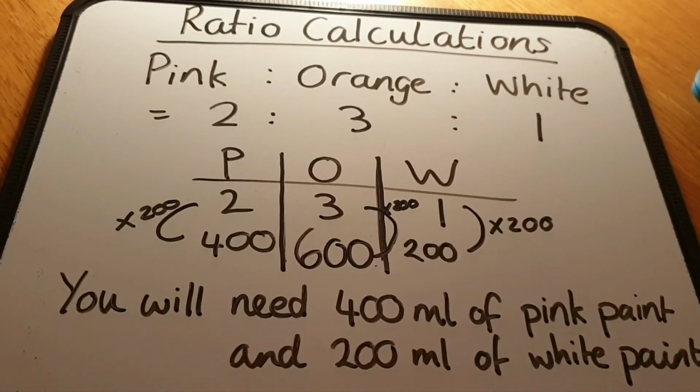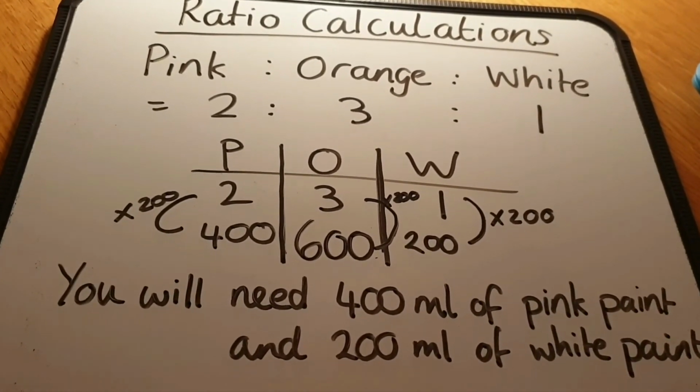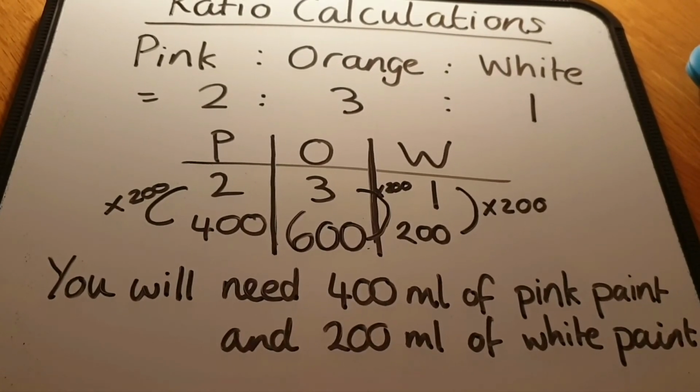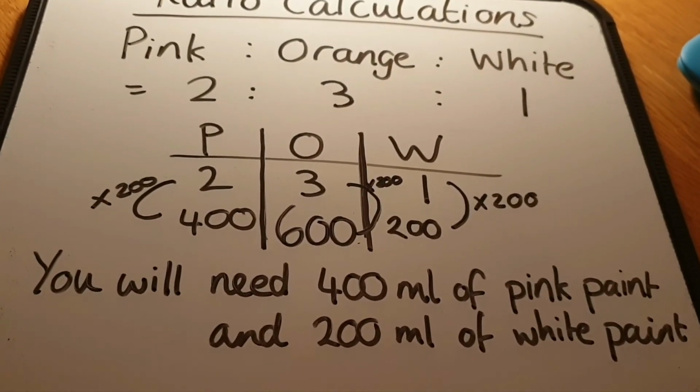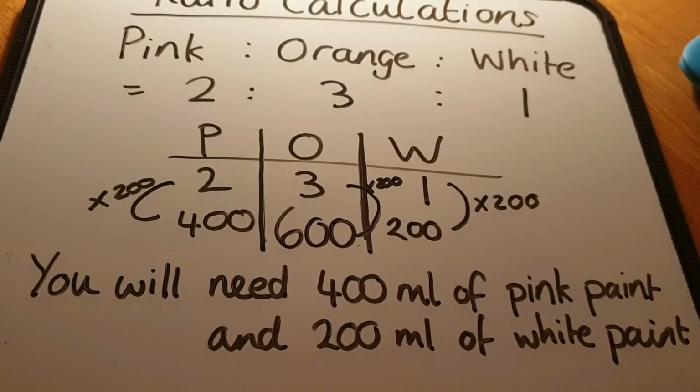And then we just finish it off with a sentence so you can see it explain my answer at the end. I haven't just left it in the table. So at the end I've just written you will need 400 millilitres of pink paint and 200 millilitres of white paint, and that totally explains your answer.